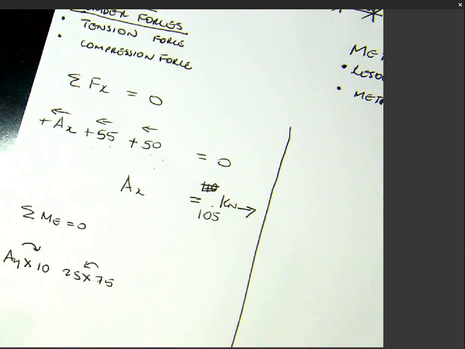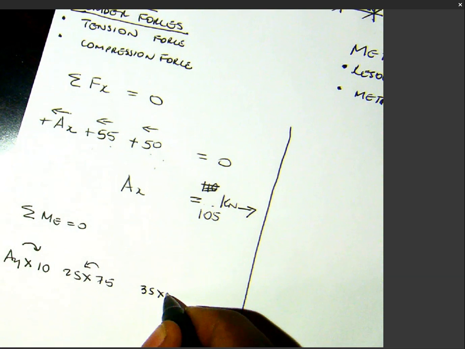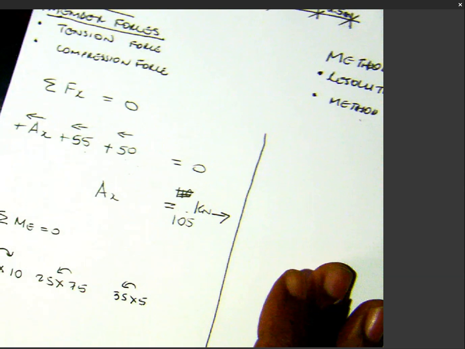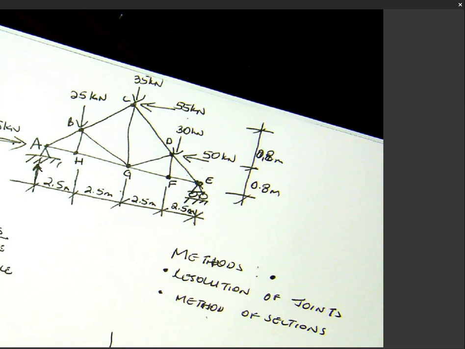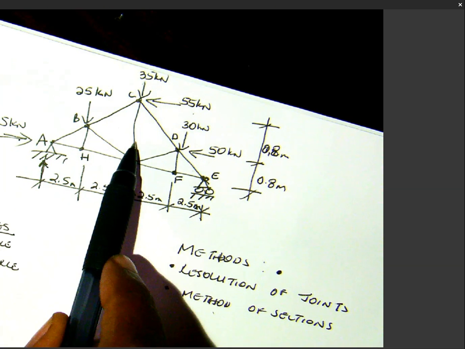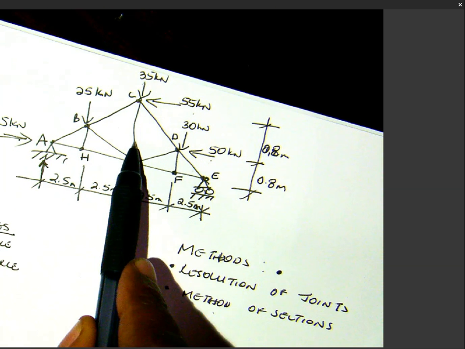Same thing for 35. 35 times the distance is 5, anti-clockwise. But there I've got 55. So I've used that 35. The perpendicular distance to that point is that one. And if you look at 35, it's rotating it in there.